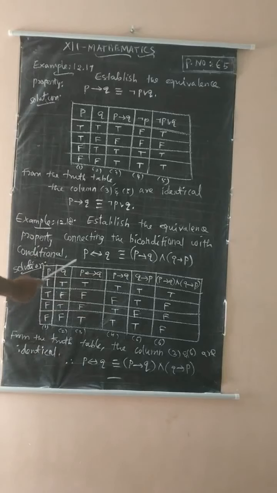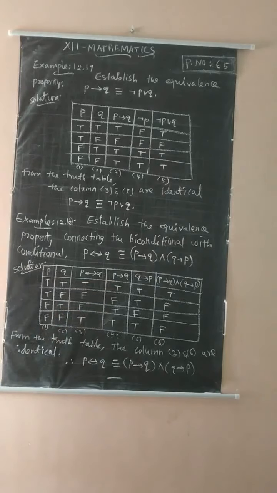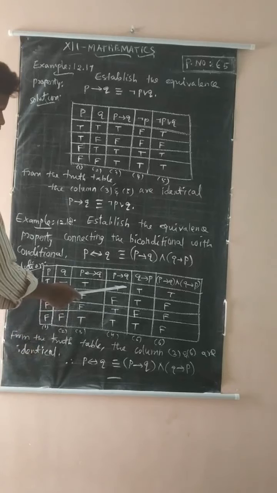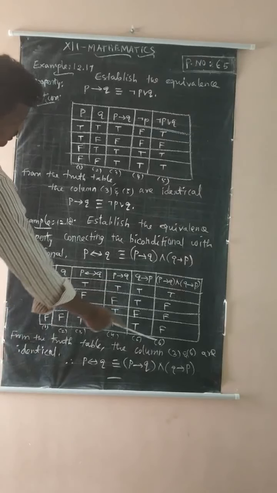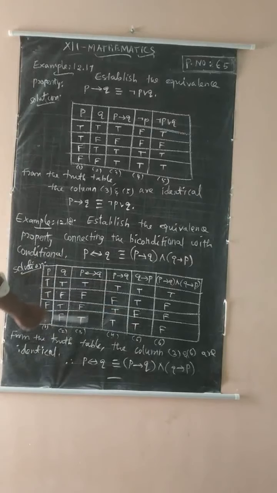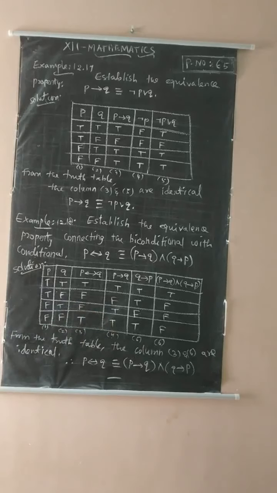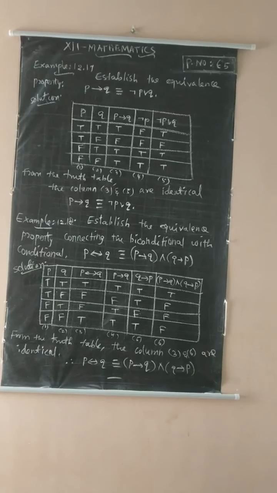Again, Q conditional to P. The first statement is Q, so true, false, which is false, and the remaining are true. Then columns 4 and 5 are combined with the 'and' statement: true, true, true, otherwise false. So from the truth table, columns 3 and 6 are identical. So P biconditional to Q is equivalent to P conditional Q and Q conditional to P, which is the answer for example 18, students.